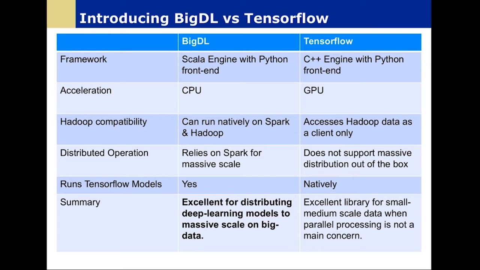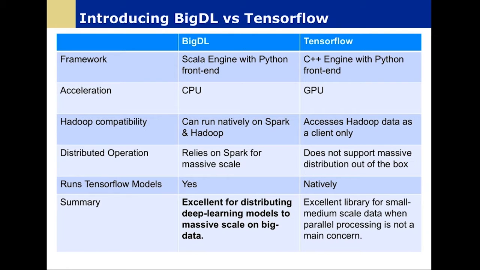Now, comparing BigDL to other deep learning frameworks like TensorFlow, Theano, Caffe, and others, BigDL gives us a Scala engine with a Python front end. Now, TensorFlow gives us a C++ engine with a Python front end. Acceleration with BigDL is primarily CPU based, which fits in well with our native Hadoop and Spark clusters. TensorFlow relies on GPU processing for maximum performance. BigDL runs natively on Spark and Hadoop, whereas most other frameworks do not run natively. They can, at best, access Hadoop data as a client only, and that's true of TensorFlow as well.